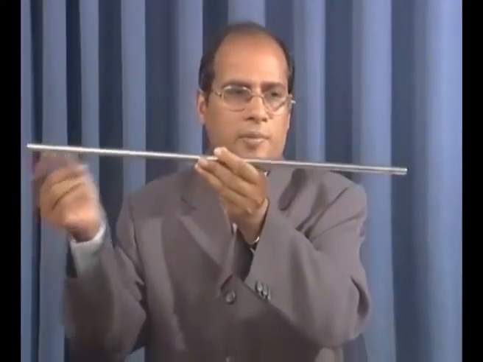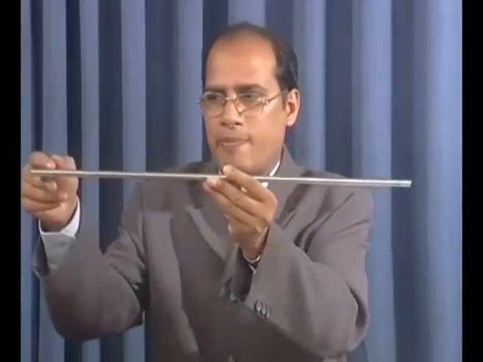So that is the free beam. In the case of a free beam, I already told you the examples are spacecraft or aeroplanes. As they are not supported at the ends, they can be considered free beams. So both the ends of this beam are free.